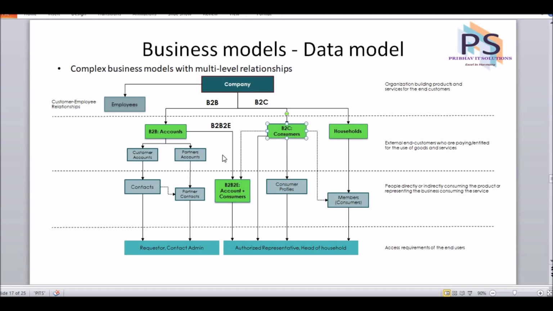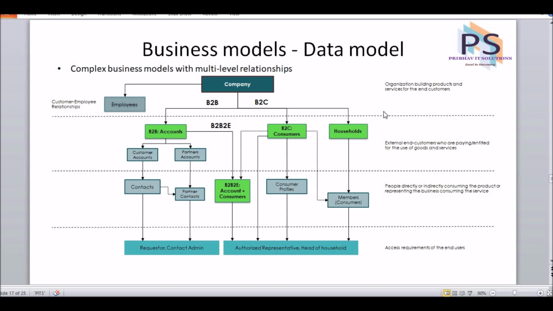Now, another concept is B2B2E, where the accounts and their employees are utilizing the same product. They are not only selling it to the further market, right? They are also the consumers. That model where account plus consumers fall is called B2B2E. So in the case of B2C, you can see we have an authorized representative, and a head of household in the case of households. And when we are selling directly to B2B, we have the requester, and we have the contact admin who can manage these contacts for each account.